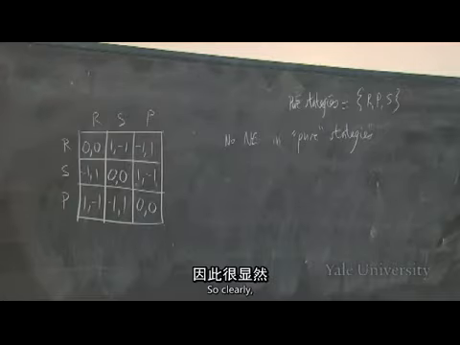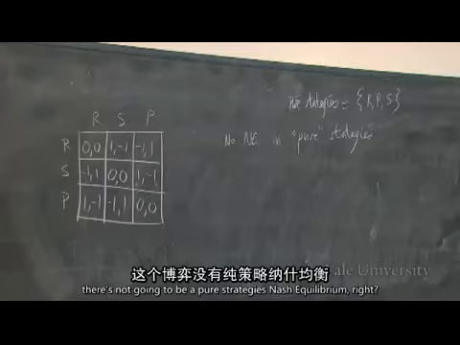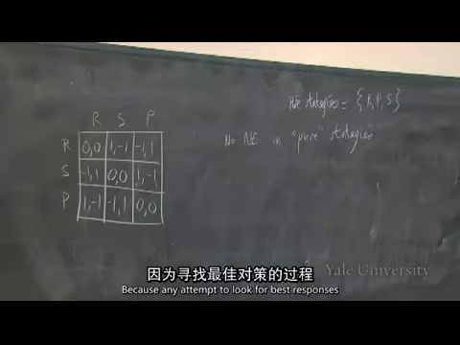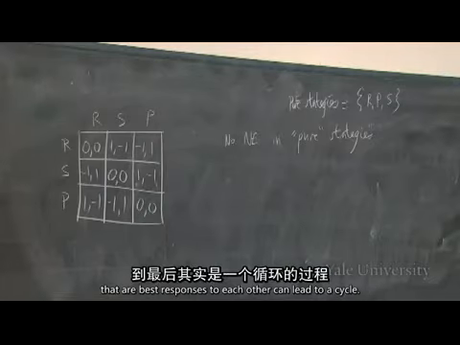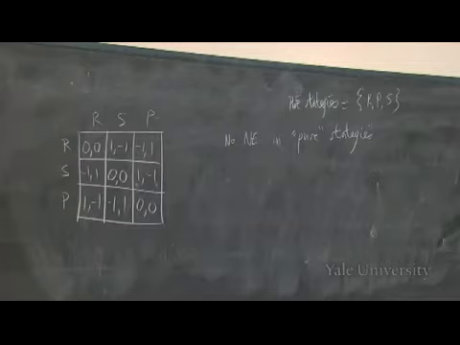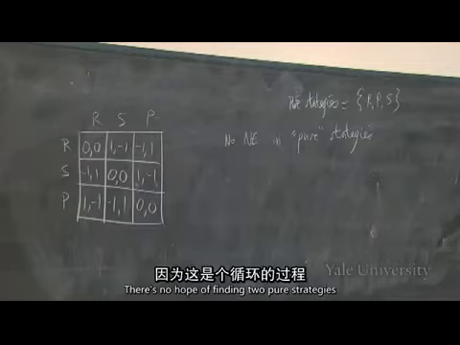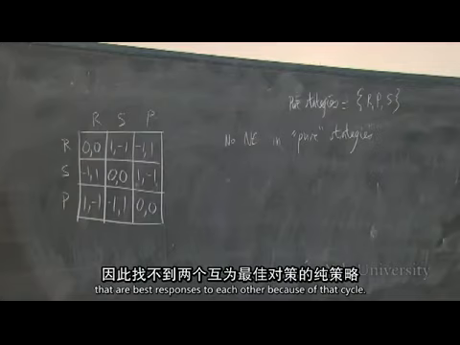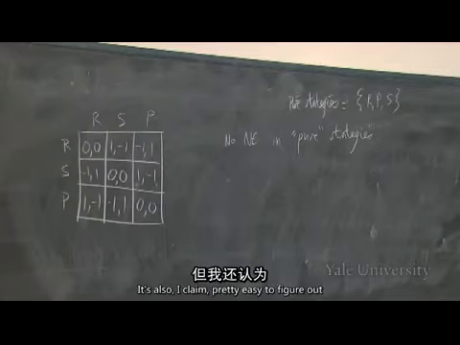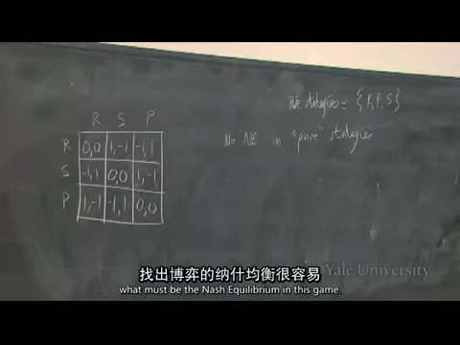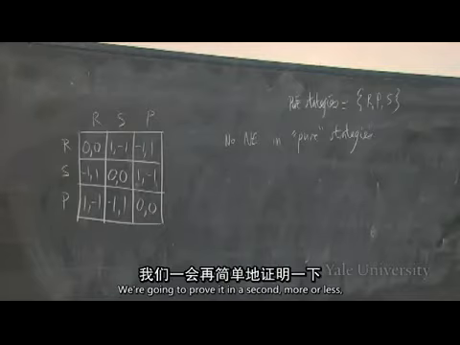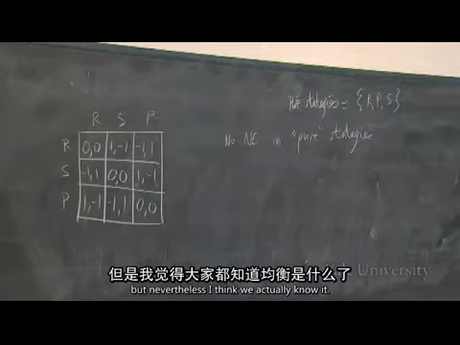Okay, so clearly there's not going to be a pure strategy Nash equilibrium, right? Because any attempt to look for best responses that are best response to each other can lead to a cycle. Right? Everyone see that? There's no hope of finding two pure strategies that are best response to each other because of that cycle. It's also, I claim, pretty easy to figure out what must be the Nash equilibrium in this game. We're going to prove it in a second, more or less, but nevertheless, I think we actually know it.